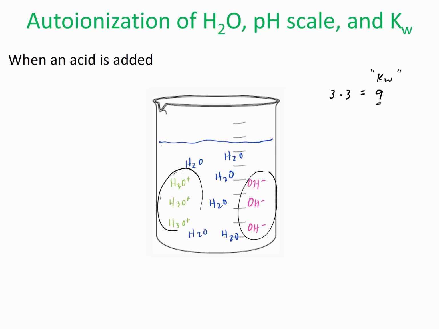So what happens when an acid is added? So if you add HCl, then first you're going to get this process. So first of all, the HCl will dissociate. Okay, this all happens instantaneously. So this will happen.